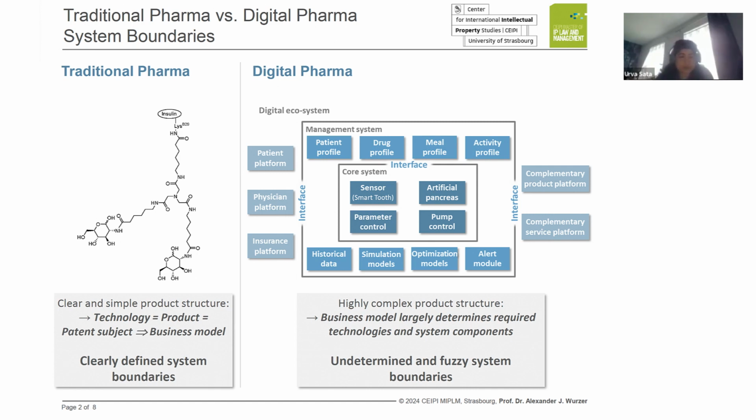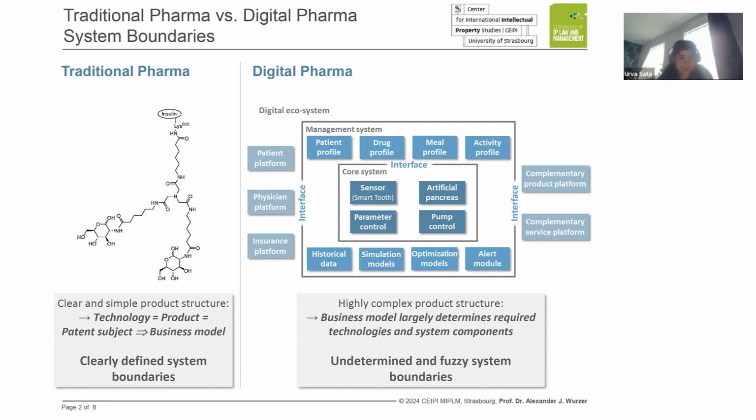The business model determines the required technologies, which cover not just pharmaceutical products and IP classes, but span medical devices, software, AI, algorithms, data processing, insurance, etc. So there are many interconnected components here.